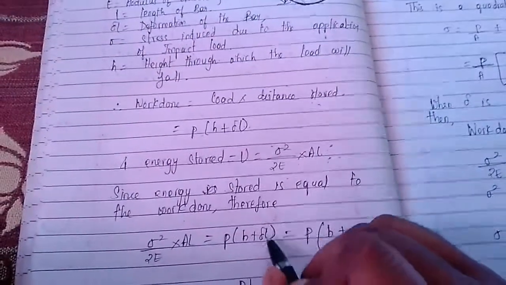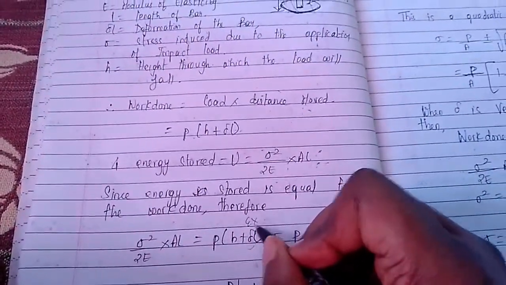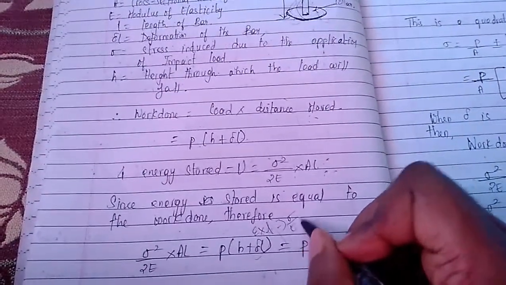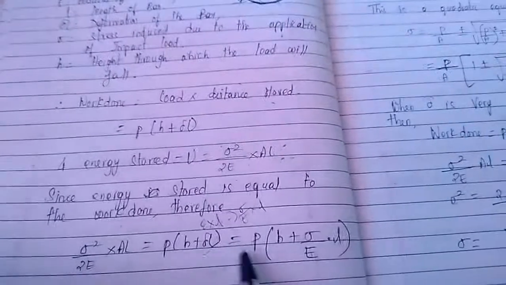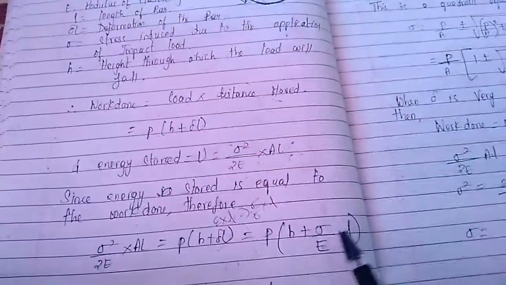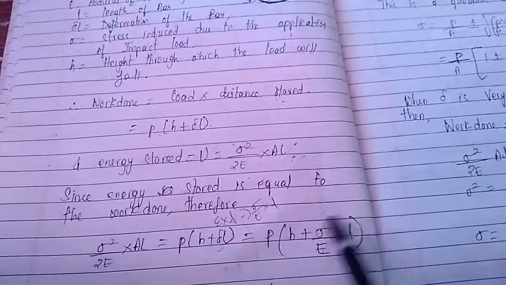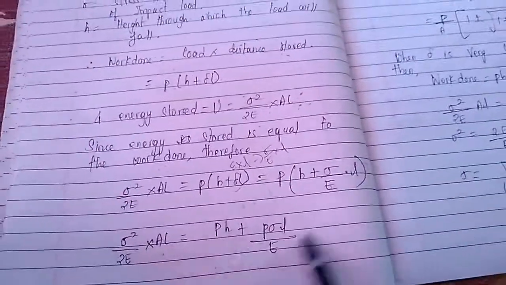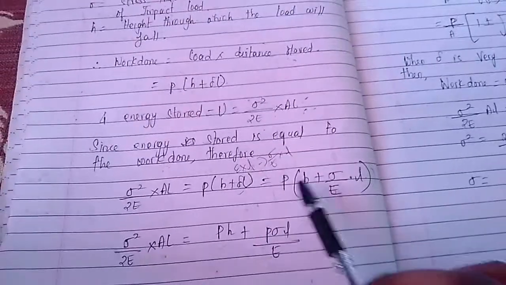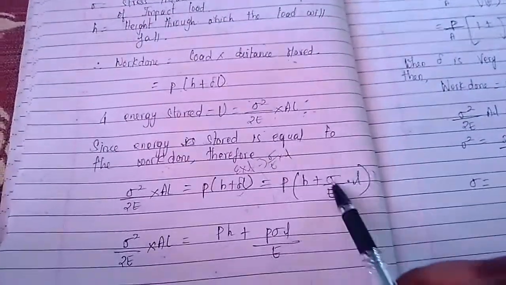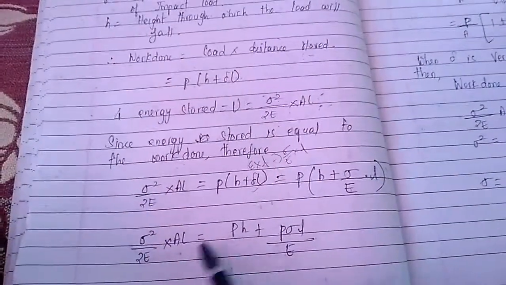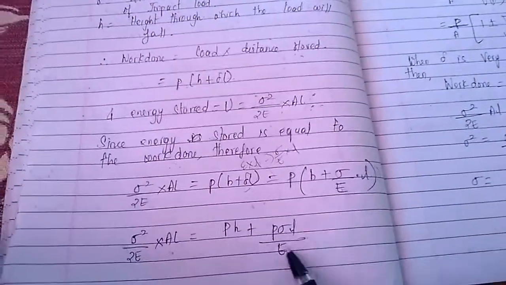You know already what is dou L. Dou L is equal to strain into length. Strain is nothing but sigma by E, so dou L is sigma by E into L. That is how we have written here P into H plus sigma by E into L. So equate these two equations. If you equate, you can substitute inside: sigma square by 2E into AL is equal to PH plus P sigma L by E. You can write like this.